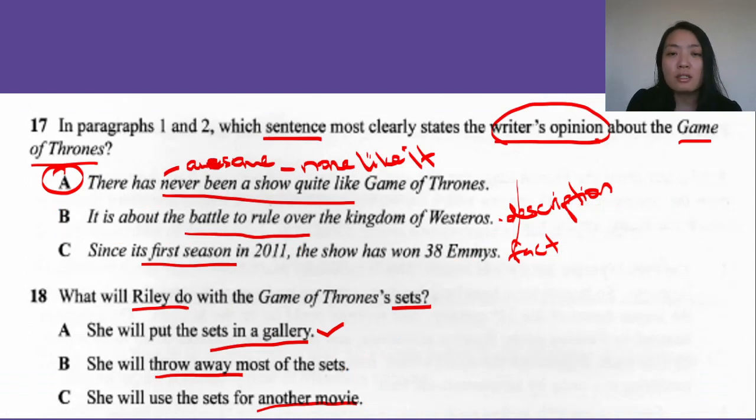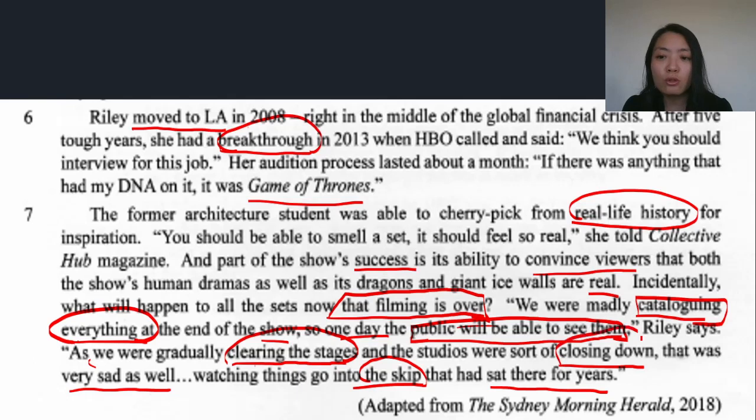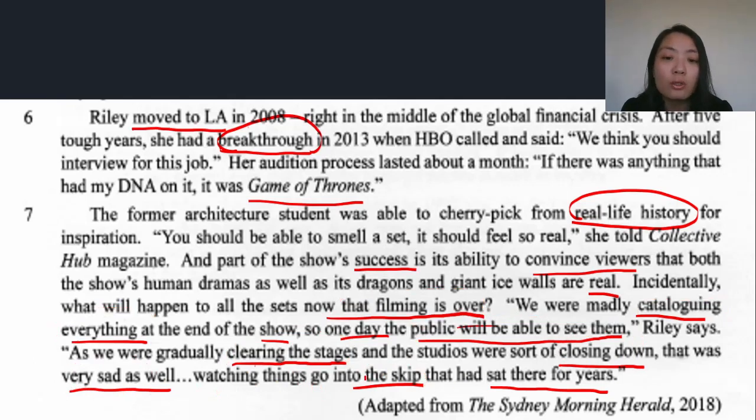But before you choose the answer, don't fall into the trap. Read further. Okay, so she wants the public to see them. And then she says, as we were gradually clearing the stages and the studios were sort of closing down, that was very sad as well. Okay, so she's trying to catalog everything, but she's also clearing the stage at the same time to make the studio close down. And she said she's also very sad because she watches the things go into the skip that had sat there for years.